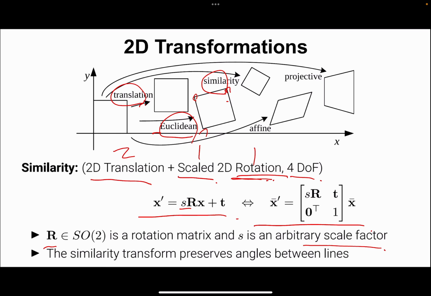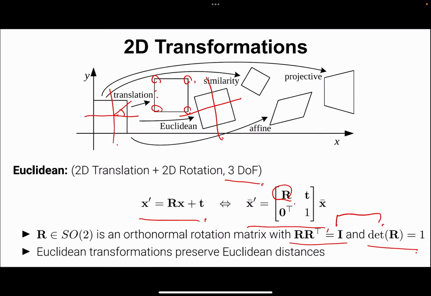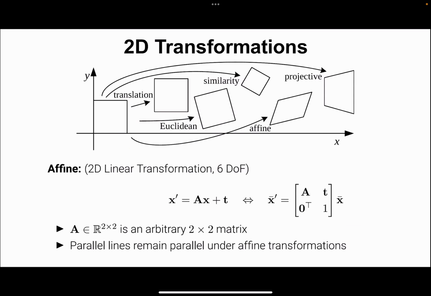And Euclidean transformation is actually widely used in 3D as well. And this is often called rigid transformation, applying only 3D translation and 3D rotation. In 3D space, people say rigid transformation more often than Euclidean transformation.